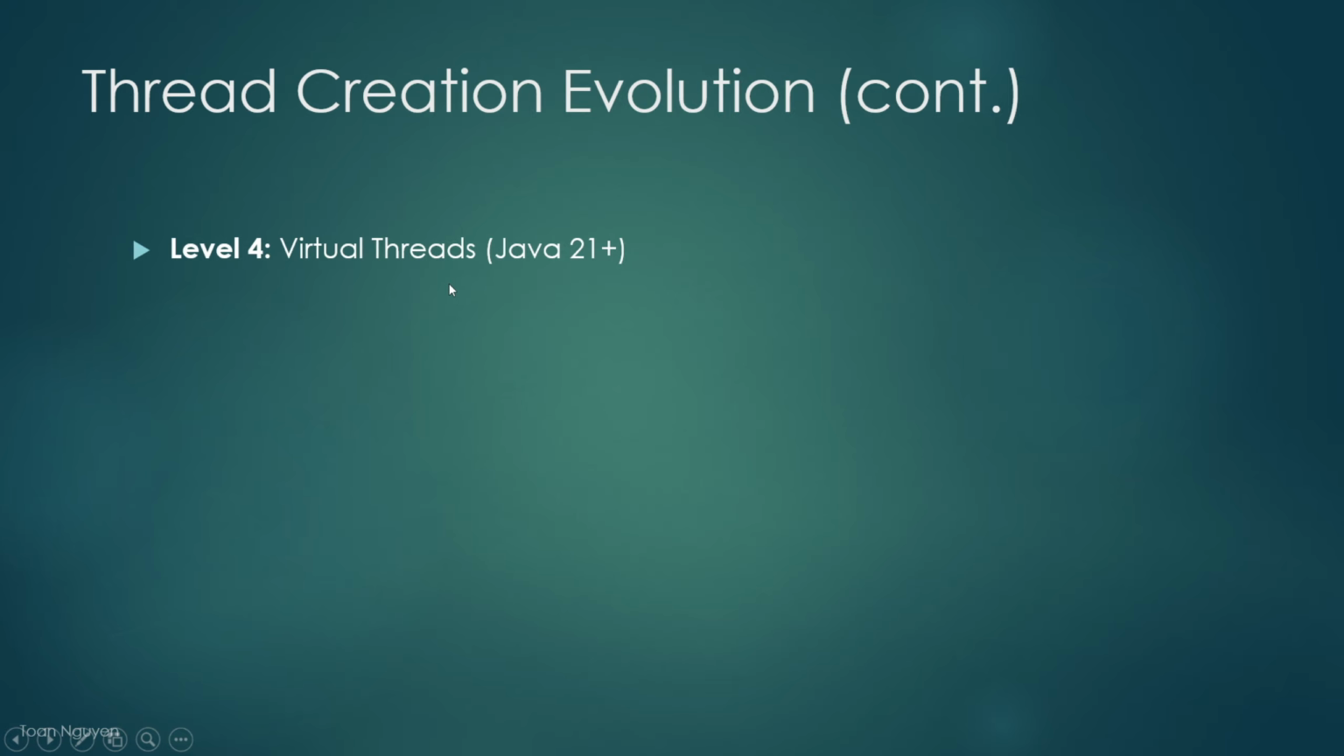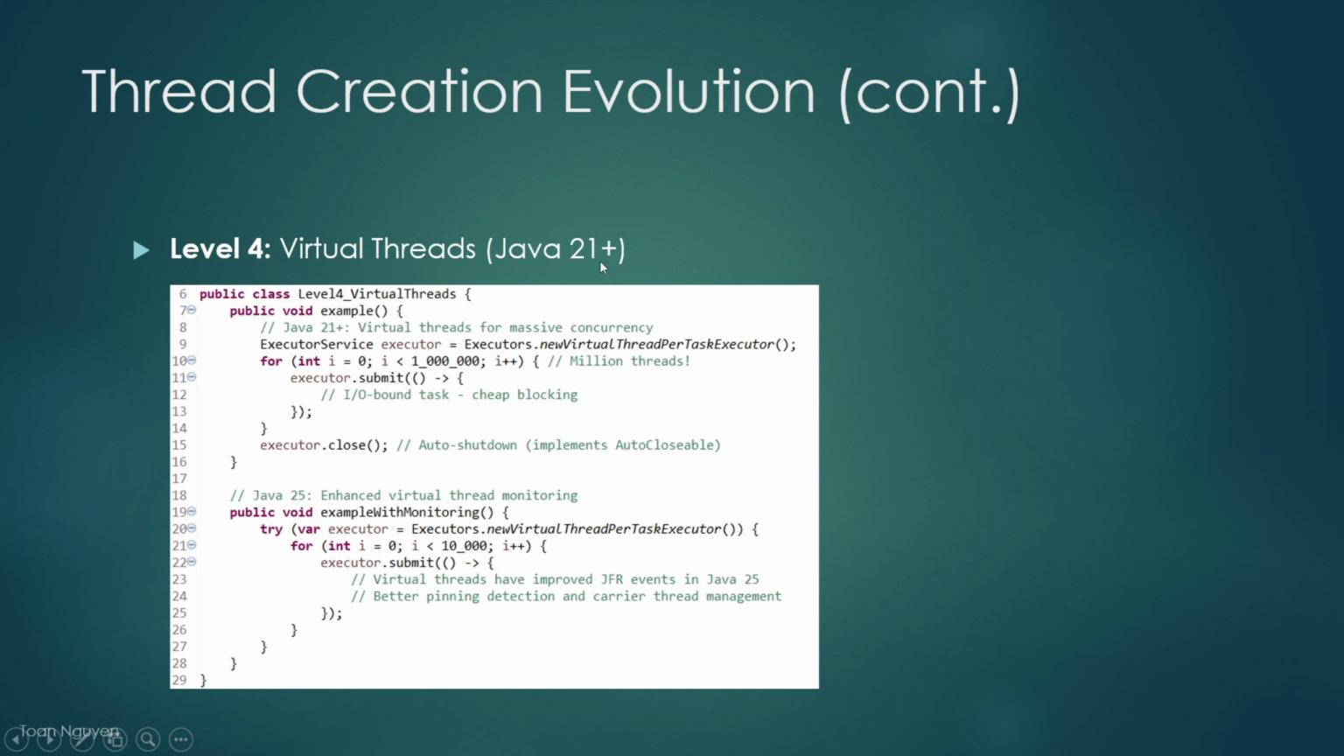Now at level 4. Level 4 introduces virtual threads. Virtual threads were introduced in Java 21. In previous slides, we already covered the architecture of virtual threads. Now let's review it again. With virtual threads, we can create millions of threads concurrently.